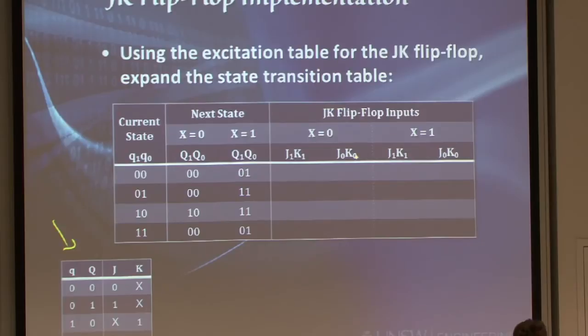Each one of those columns will represent the inputs, both the J and the K, and this is the notation that I've used for the input. So each one of these will have two bits to them. One will correspond to the J, one will correspond to the K. These pairs will correspond to the inputs to my Q1 flip-flop, and these two will correspond to the inputs to the Q0 flip-flop.